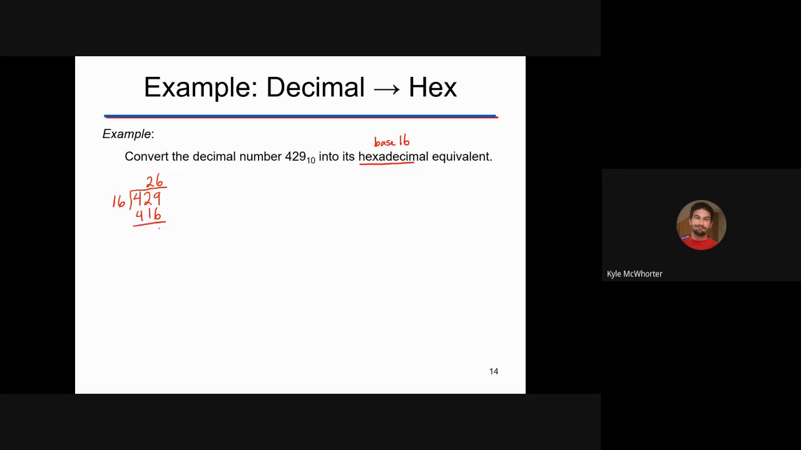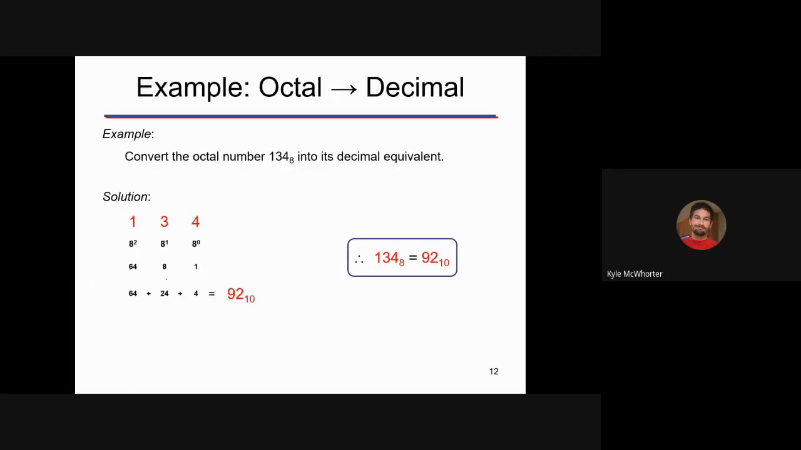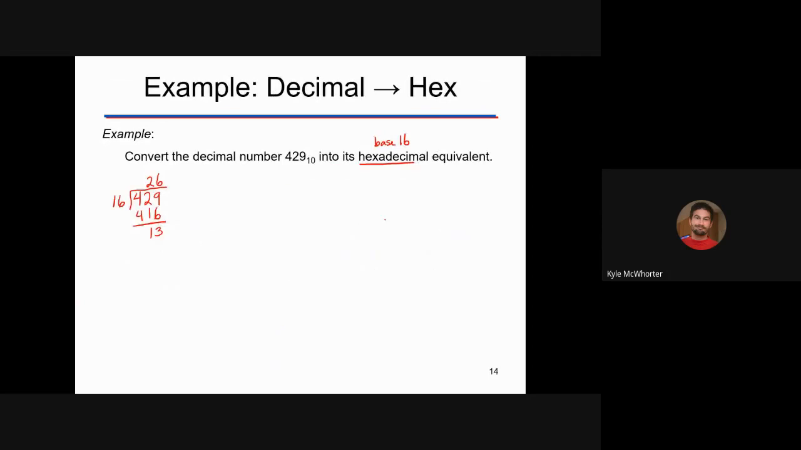So 9 minus 6 is 3, 2 minus 1 is 1. So that's a remainder of 13. And then 13 was D, right? So I know my first digit in base 16 is going to be a D.